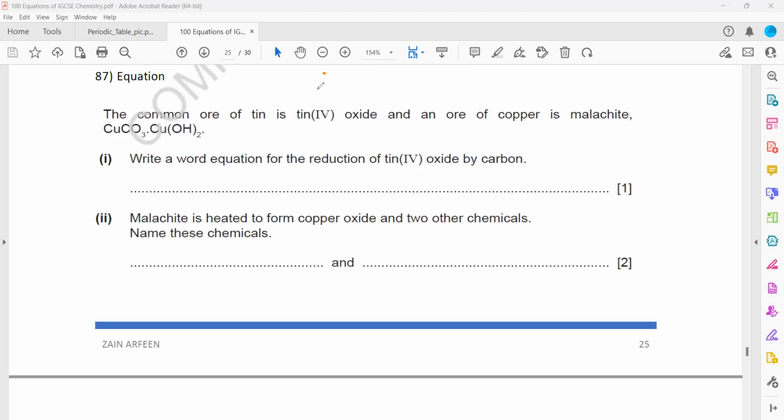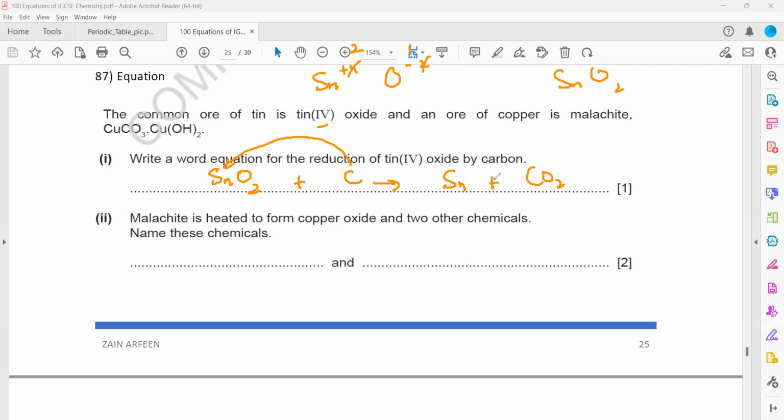The symbol for tin is Sn. Its valency is +4, and oxide means oxygen with a valency of -2. We simplify the valency first, so this will be 2 and 1, and then we cross multiply, so it will be SnO2. So the formula of tin(IV) oxide is SnO2, and it is reacting with carbon. Carbon will displace the tin, as they mentioned it's a reduction. So it will form tin metal and carbon dioxide.